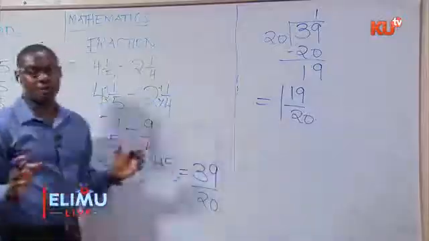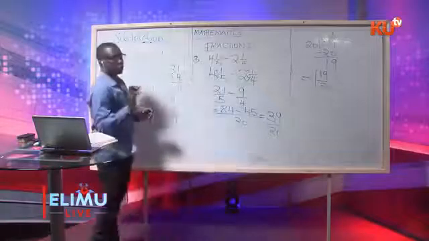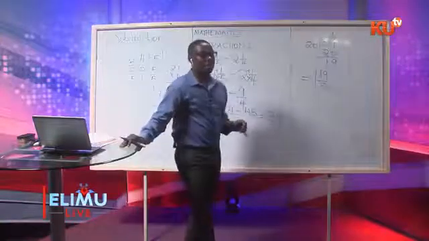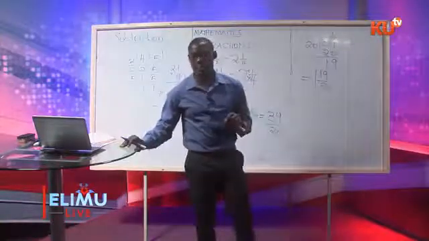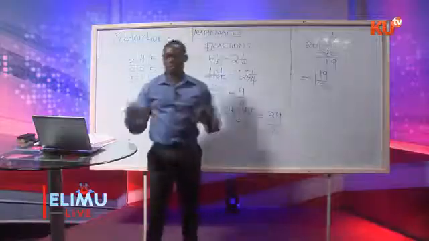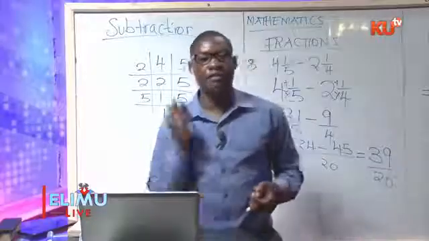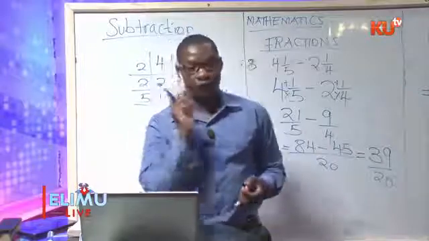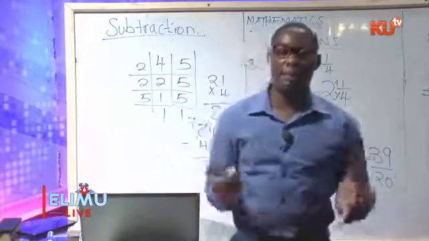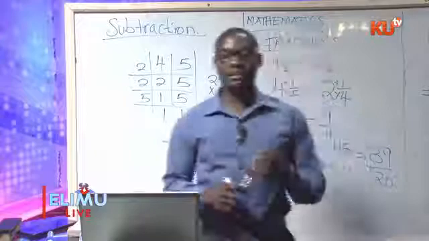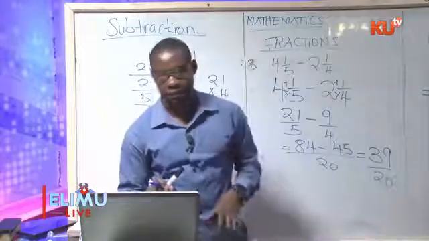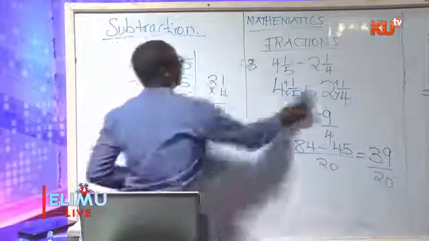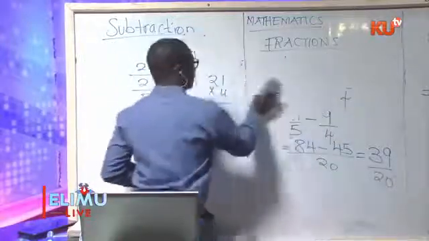That is on subtraction of fractions. So we have looked at subtraction of fractions that have the same denominator. We have also looked at subtraction of fractions that have different denominators. And we have also looked at subtraction of mixed fractions. So that is on addition and subtraction. So we can look at the next thing, which is multiplication.